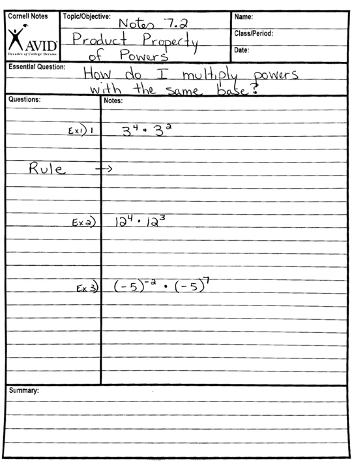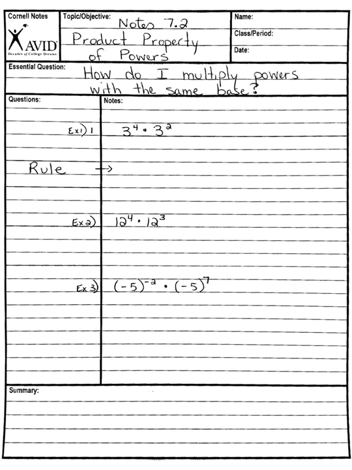So in 7.2, we're going to look at the product property of powers. Product meaning multiplication. So how do I multiply powers with the same base? And I really just want to look back at how we would have done this problem and what we know in regards to what it means to have a number or a letter to a certain power.